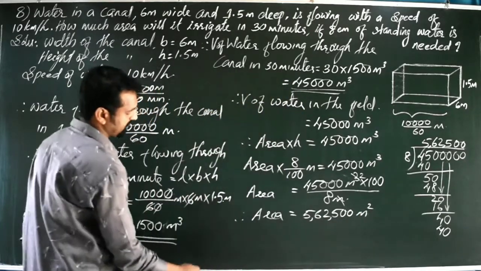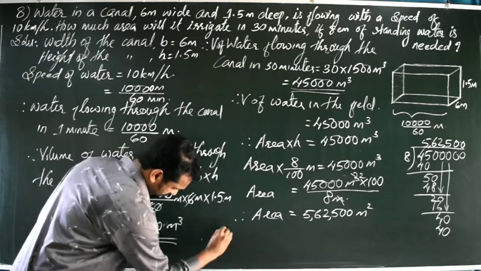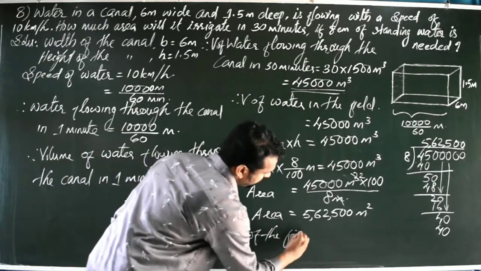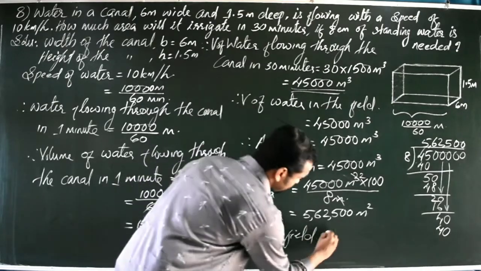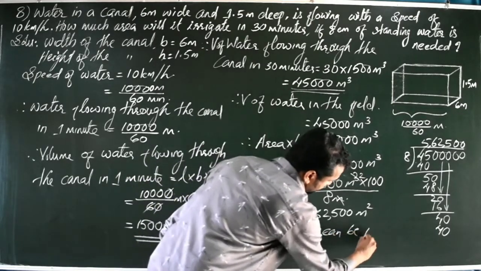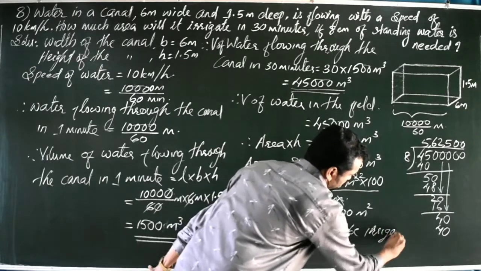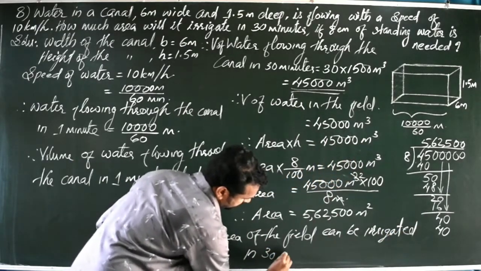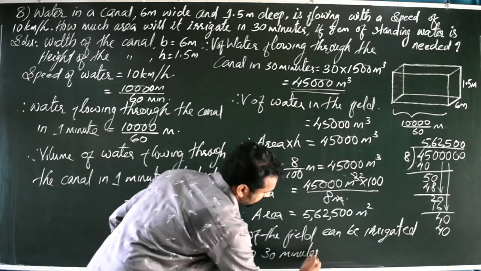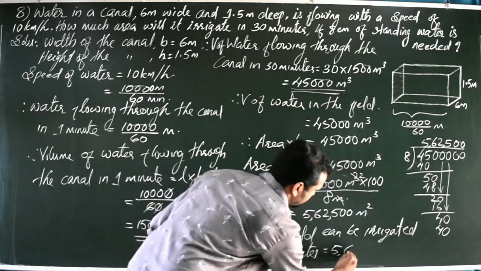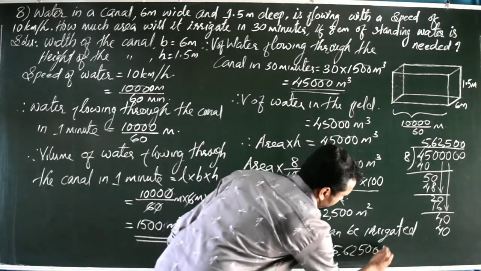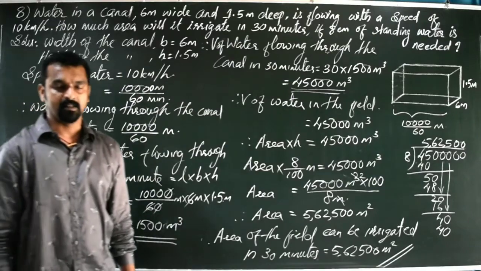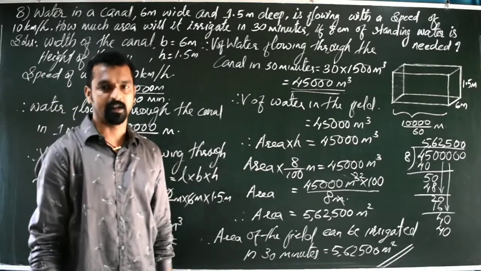5,62,500 meter square. Therefore, area of the field that can be irrigated in 30 minutes is equal to 5,62,500 meters square. That is the answer. Okay, now question number 9.